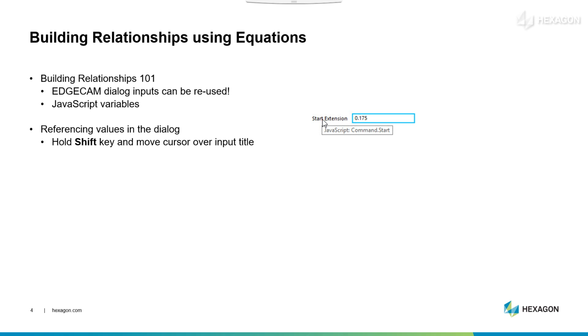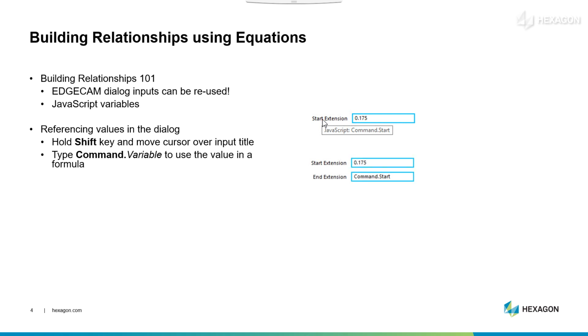Now that you know the JavaScript reference to the Start extension input, we can go to any other input in the cycle dialog, type command with a capital C, and this will immediately populate a list that shows available options. Continue typing until you've narrowed down the item that you want to select, and off you go.